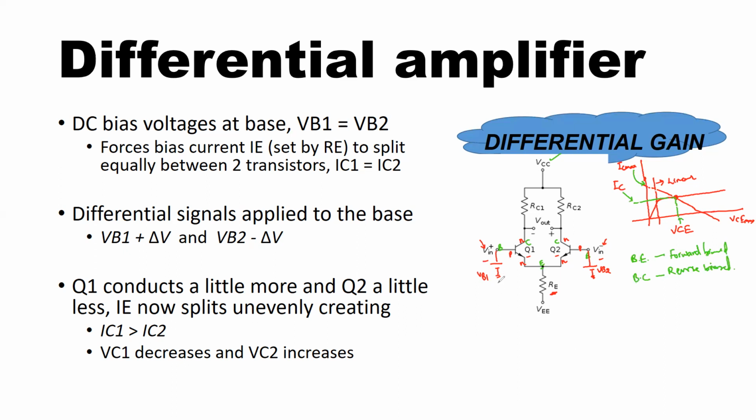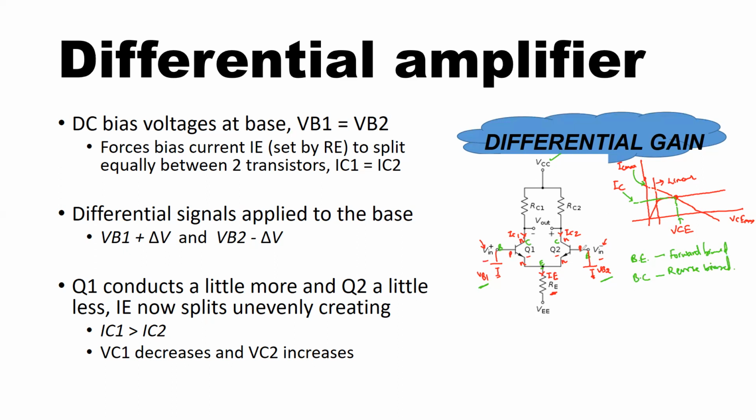So having said that, if I maintain the DC bias level at base 1 and base 2 of the transistors, this forces the bias current IE that is set by the resistor RE to split equally between the two transistors, and that gives rise to the collector currents IC1 and IC2. So IE is basically IC1 plus IC2 when I don't have any external input signal to be amplified. I just have the biasing. I applied VB1 and VB2, and I have this resistor RE.